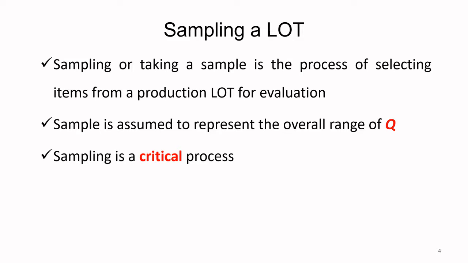And sampling is a critical process. If you don't do the sampling correctly, you might send a wrong shipment, a shipment which should not be sent. On the other hand, if your sampling is incorrect, you might reject a shipment which is actually acceptable, which is of an acceptable level, but you have rejected it because the sampling is incorrect.